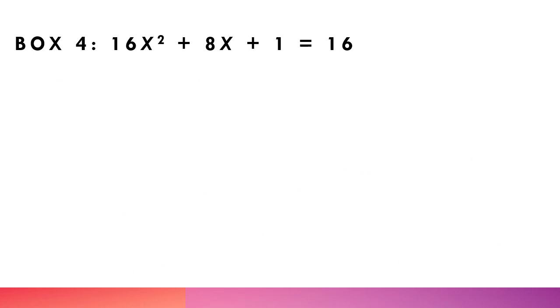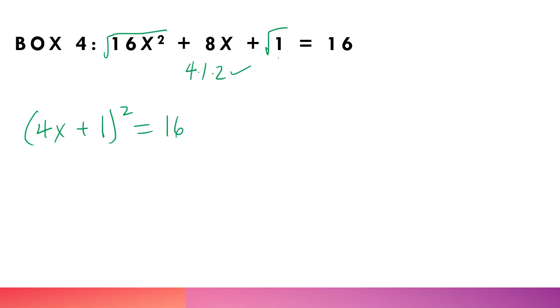All right, let's take it up a notch. So here we have 16x squared plus 8x plus 1. 16x squared, 16 is a perfect square, 4 times 4. 1 is a perfect square. 4 times 1 times 2 equals 8. All checks out. So that means that this can be simplified down to the square root of 16x squared plus the square root of 1 squared. So we have the square root of 16x squared is 4x plus the square root of 1 is 1, squared equals 16.